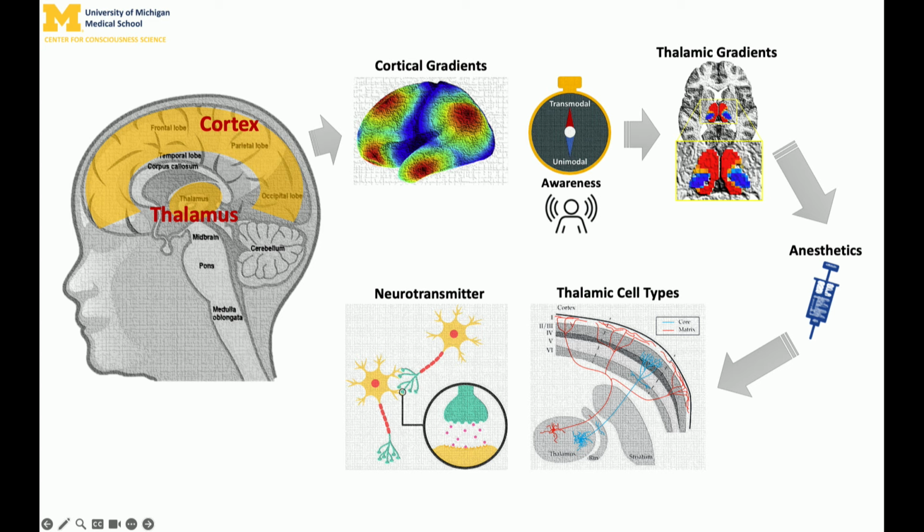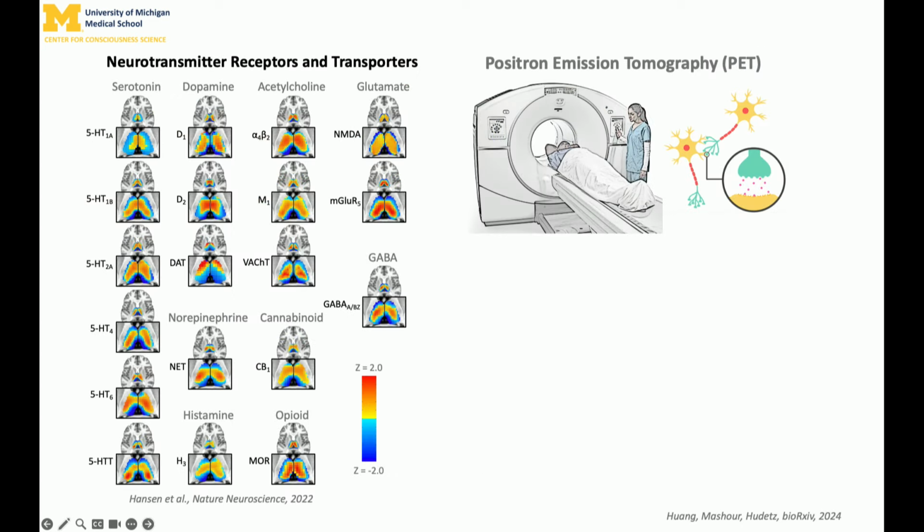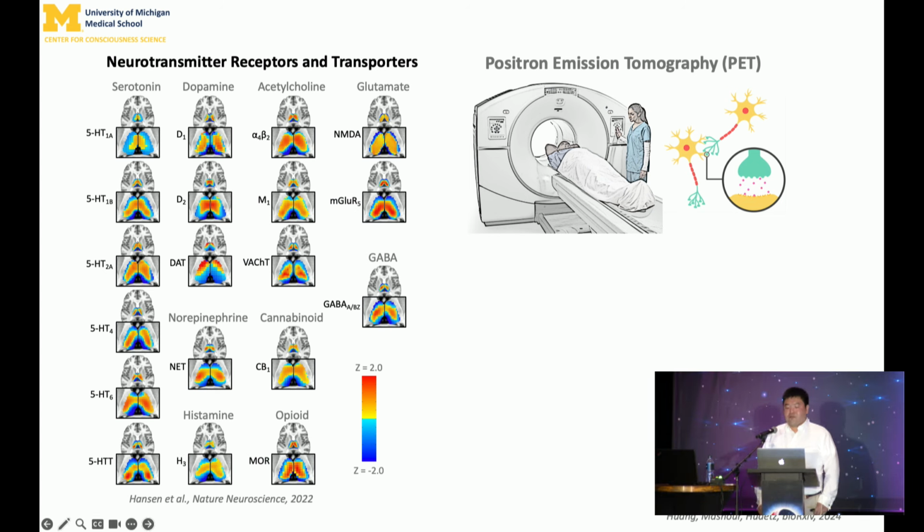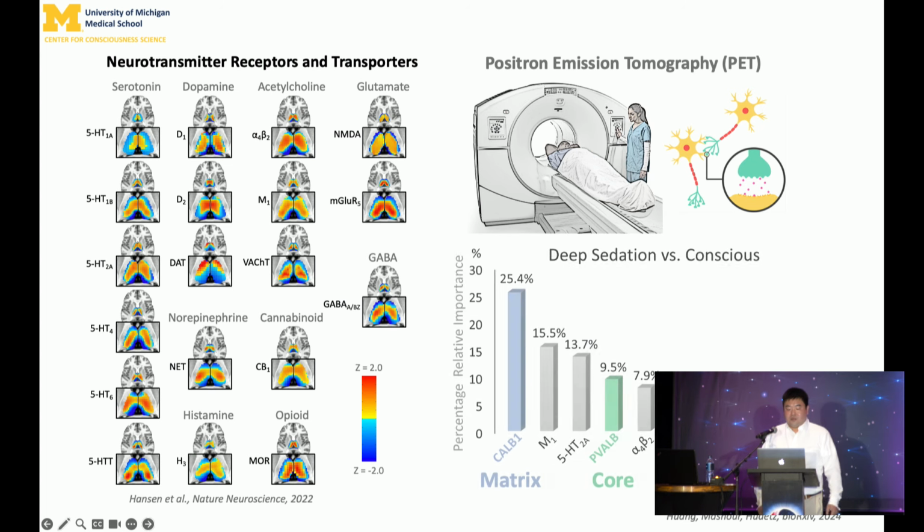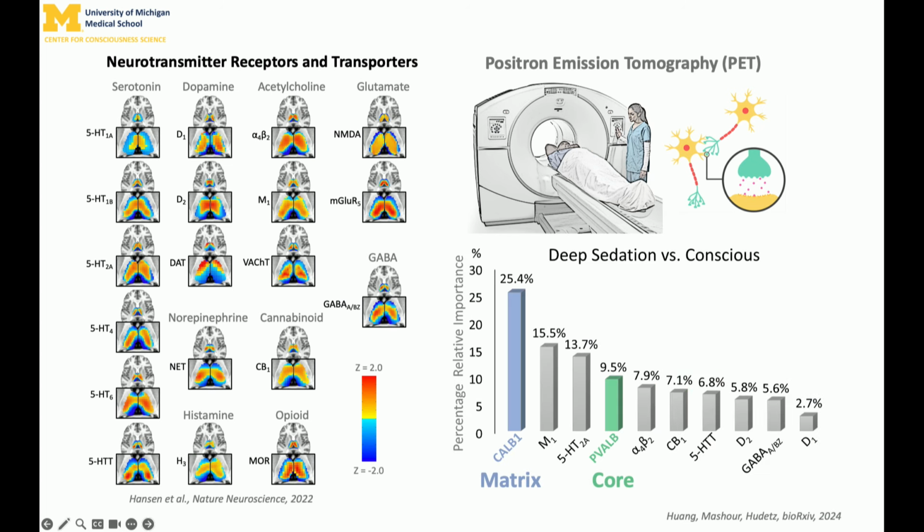Okay, then how about neurotransmitter? We utilized additional covariates derived from 19 receptors and transporters across 9 different transmitter systems. This is open resource PET data shared by Hansen and her colleagues. Again, we find that the mRNA expression level of CALB1 corresponding to matrix cells ranked as the top contributor in terms of a percentage relative importance compared to neurotransmitter receptors and transporters. We do see acetylcholine and serotonin receptors account for a certain amount of variance, which warrants future investigations.